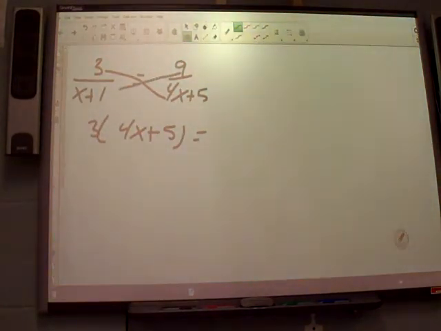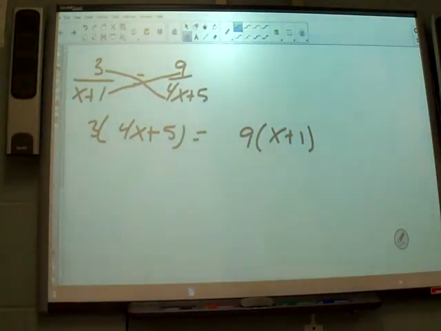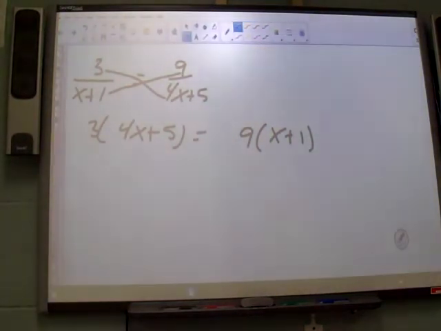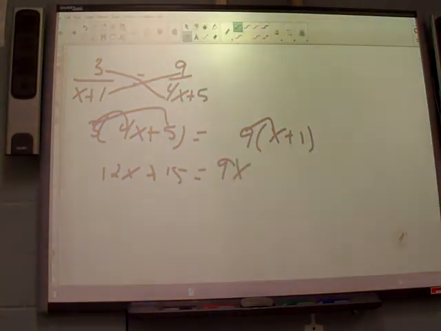Same thing here. I got to distribute a 9 to that. But like Garrett said, in the future you can skip this step and do that in your head. That's fine and dandy. I got 12x plus 15 equals 9x plus 9.